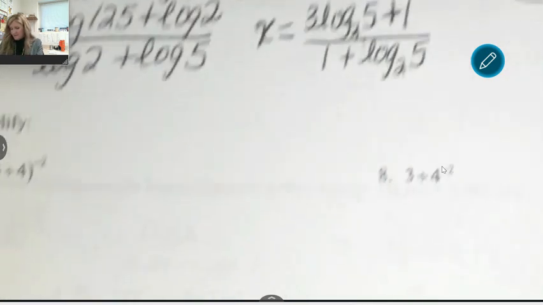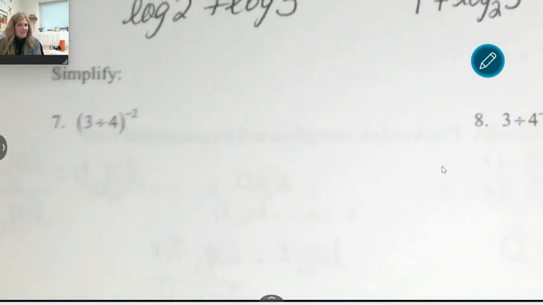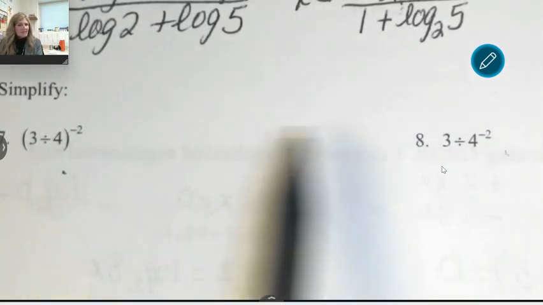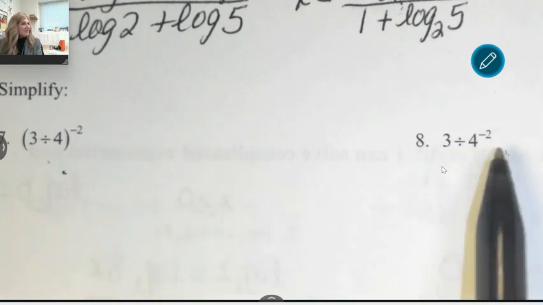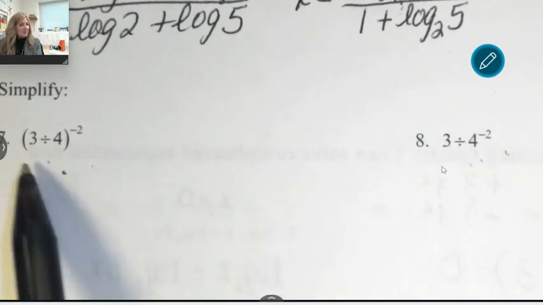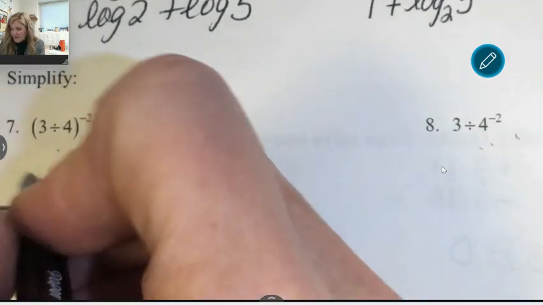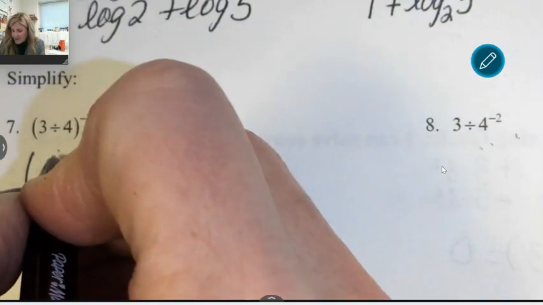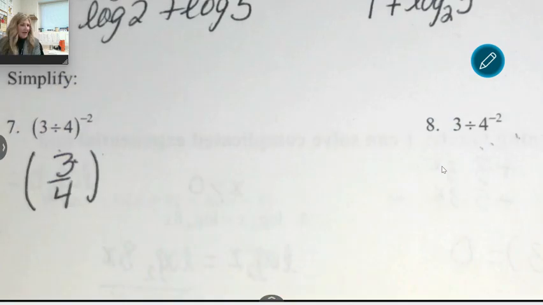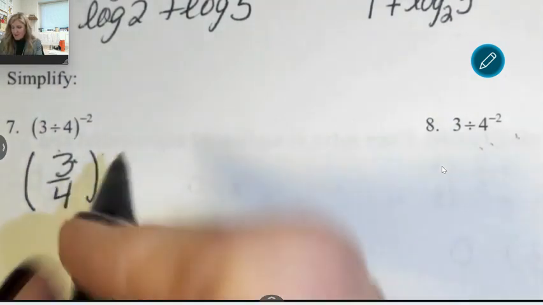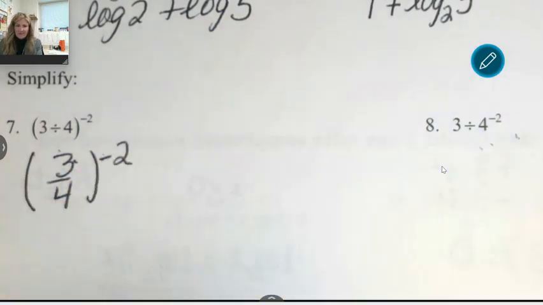All right, down here. These are some of my favorite problems because look at how similar these are, but they're going to have very different answers and very different processes. What does 3 divided by 4 really mean? Well, doesn't it mean that? And it's in parentheses, so that's what I want to do. I have this to the -2 power.